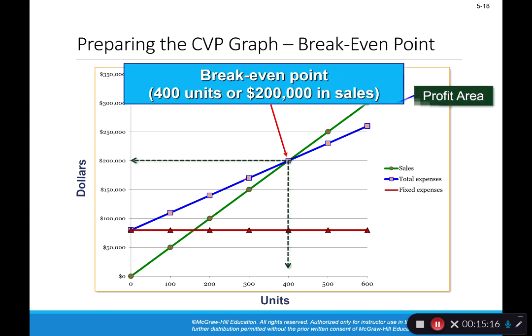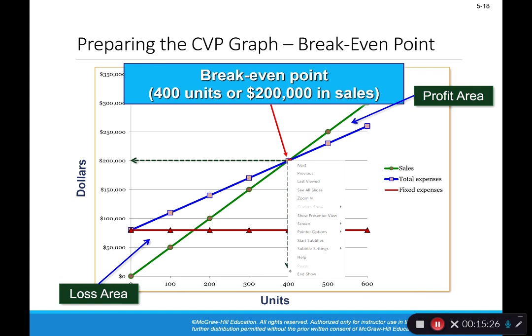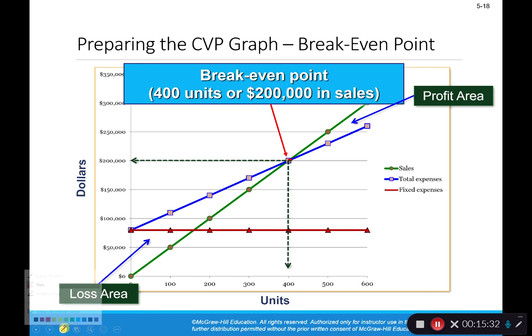The break-even point is the point at which our total sales equal our total expenses. Why is this point so important? Well, because if we're above the break-even point, which remember is 400 units for our bike company, all of this up at the top is profit. Let me color code this for you. There's some beautiful profit, and that profit can go to infinity.